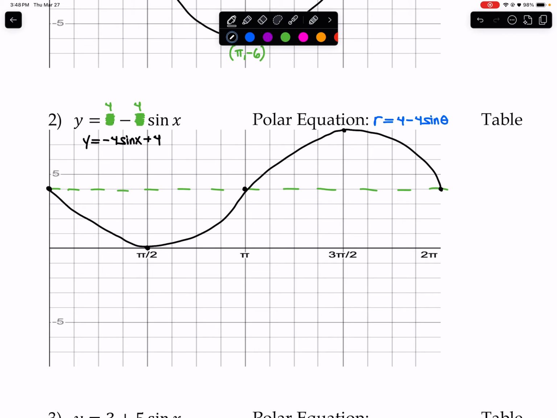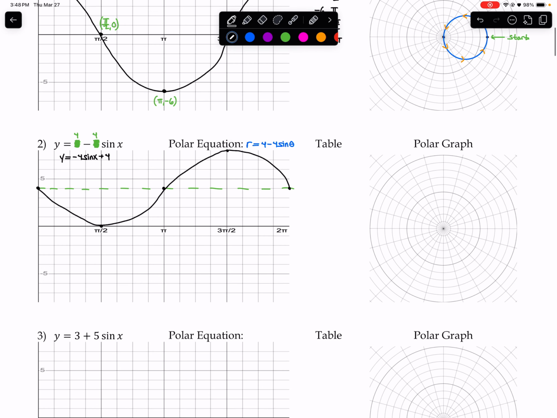We'll take it. So I actually invite you to pause here and actually generate the table yourself and then plot your polar graph. Don't actually draw the graph yet. I want to actually draw the polar graph with you.